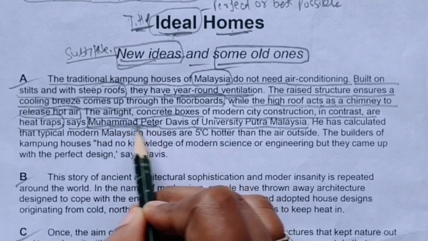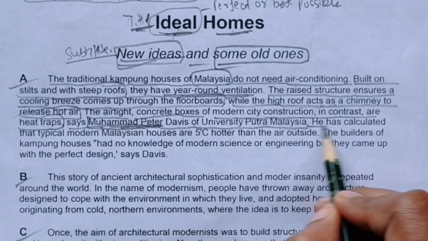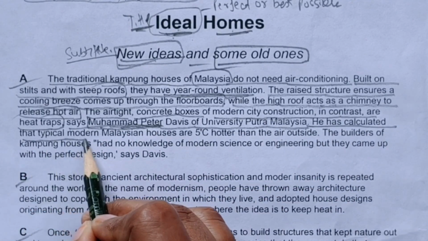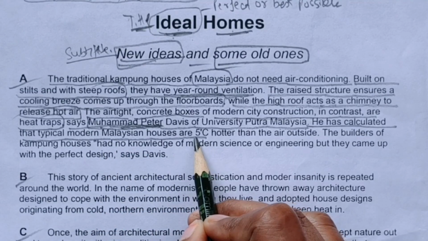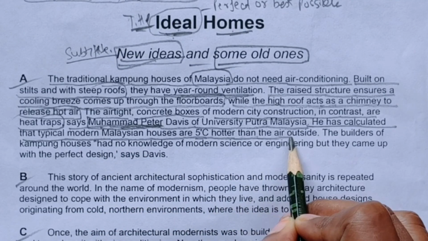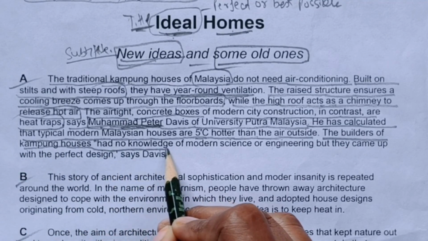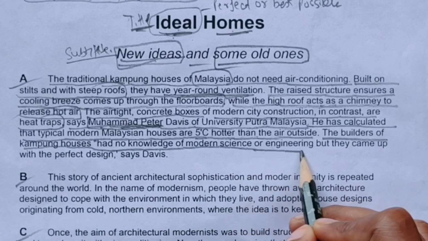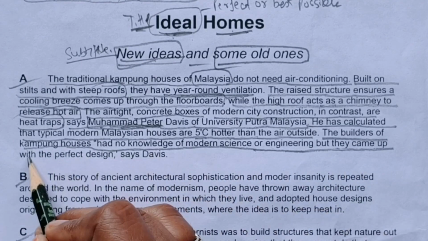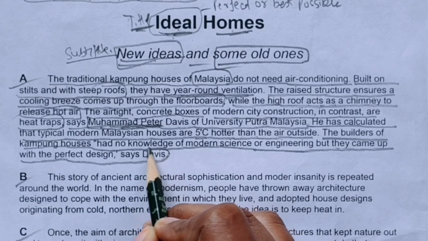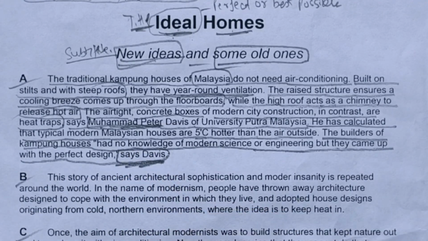So this is also our keyword. He has calculated that typical modern Malaysian houses are 5 degrees Celsius hotter than the air outside. The builders of kampung houses had no knowledge of modern science or engineering, but they came up with the perfect design, says Davies. Okay, so let's see whether we are getting our answer or not.